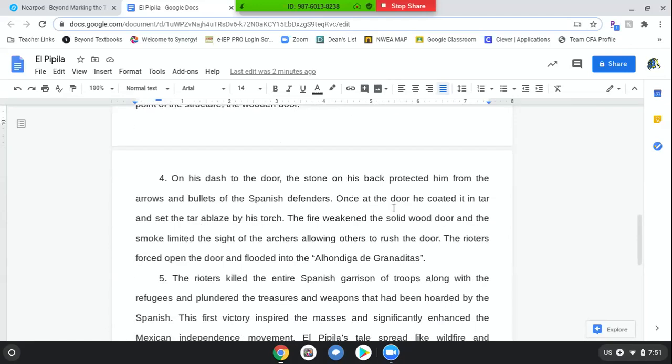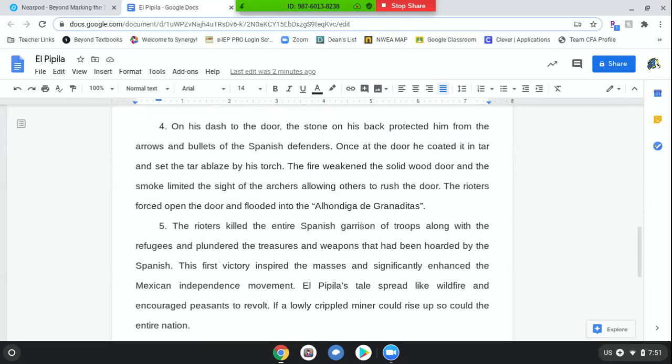The fire weakened the solid wood door, and the smoke limited the sight of the archers, allowing others to rush the door. The rioters forced open the door and flooded into the Alhóndiga de Granaditas. The rioters killed the entire Spanish garrison of troops, along with the refugees, and plundered the treasures and weapons that had been hoarded by the Spanish.